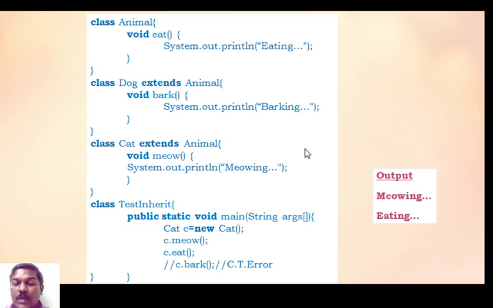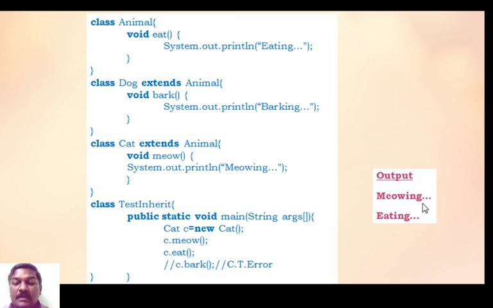Now I am going to create an object for the Cat class. In this Cat class I have created an object called c. By using the object, I can access the meow method. So I can call this method, and this method will print the meowing statement on the screen.